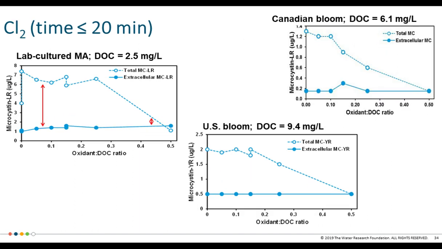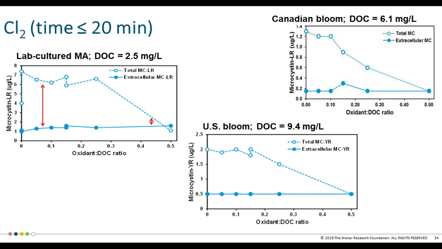To the next oxidant agent that we use, chlorine, Cl2, again 20 minutes of contact. Here, again, for the lab culture, Canadian bloom, and the US bloom, I want you to focus on the gap, the difference between the total cell concentration of toxins and extracellulars. And you can see, again, a similar pattern was observed, but with a delay. So for all three, the lab culture, Canadian bloom, and the US bloom, with the lower oxidant-DOC ratios, we actually didn't observe that much.